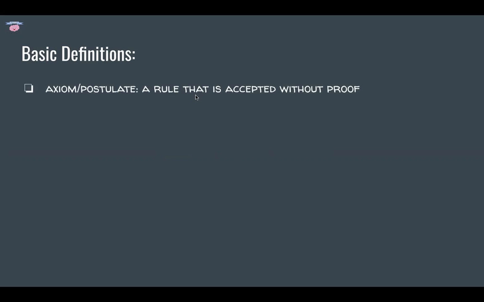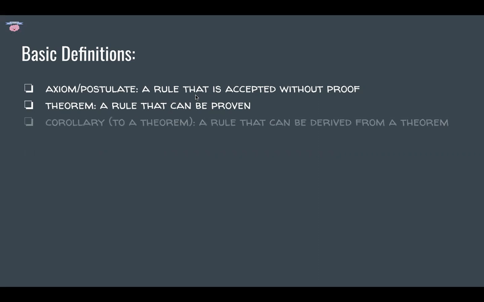An axiom is a rule that is accepted without proof. It's also called a postulate. And like it says, you don't need a proof. On the other hand, a theorem is a rule that can be proven and requires a proof. You've probably heard postulate and theorem before, but if not, these are the definitions.